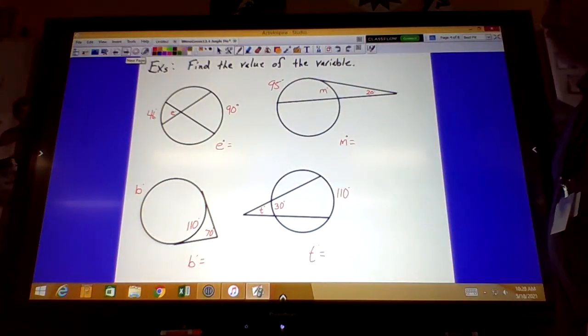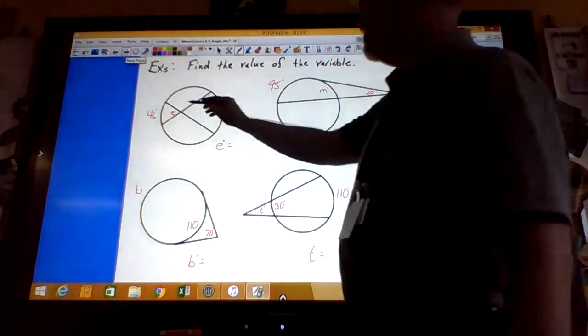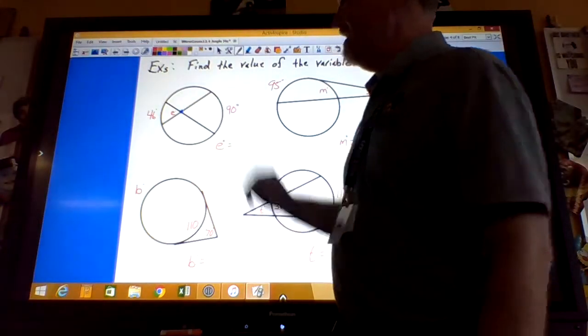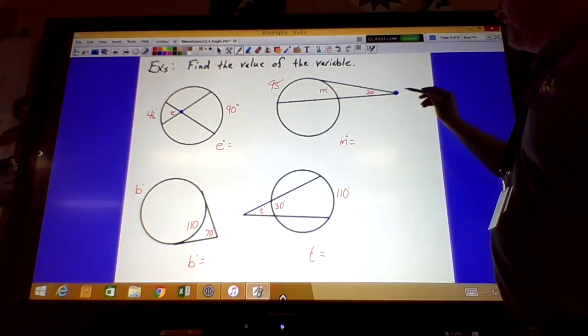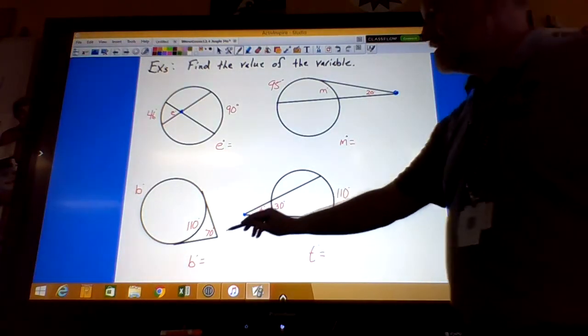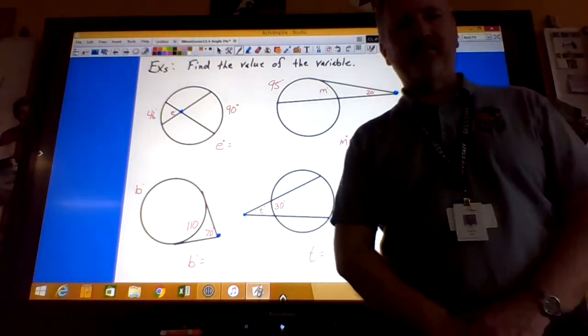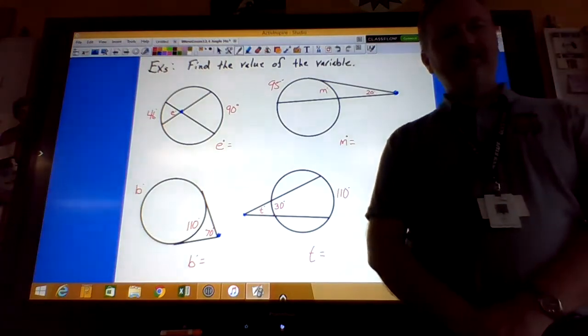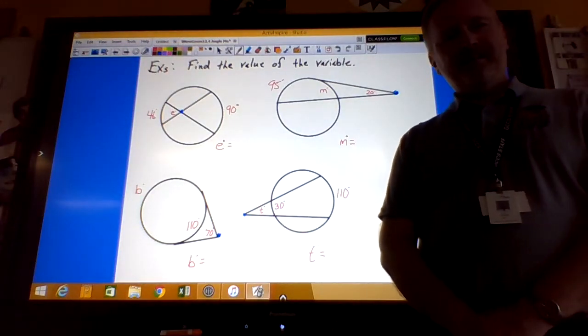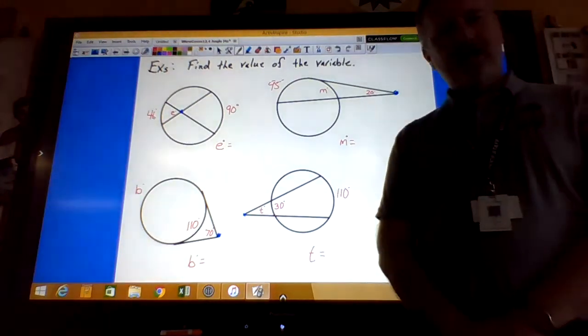We got 4 problems. I noticed the very first one, they intersect on the inside, so you'll use the inside formula for him. But these 3, they all intersect on the outside, so you're going to use the outside formula. So give you a chance to pause and copy those down. Take a shot at answering them.